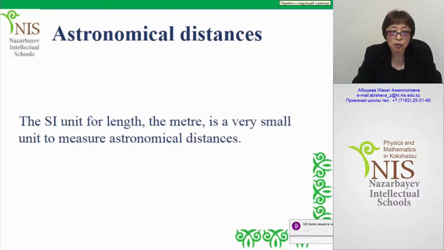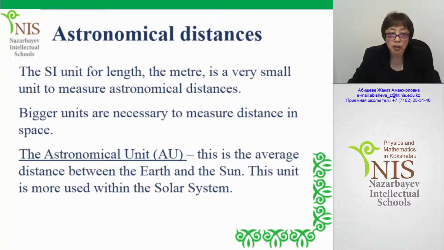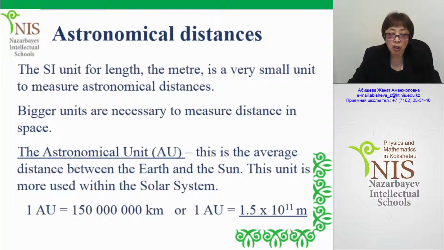The SI unit for length, the meter, is a very small unit to measure astronomical distance. Bigger units are necessary to measure distance in space. The astronomical unit is the average distance between the Earth and the Sun. This unit is more used within the solar system. One astronomical unit equals 150 million kilometers, or 1 AU equals 1.5 times 10 to the power 11 meters.